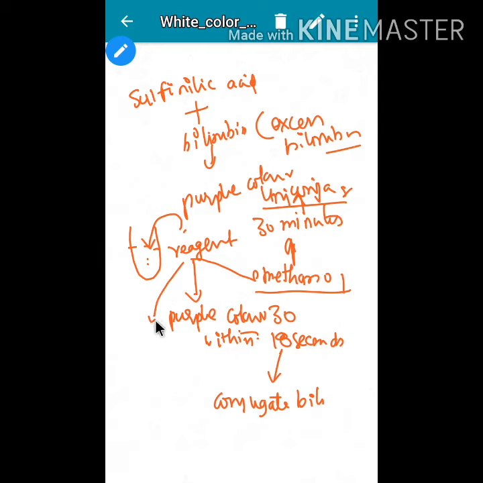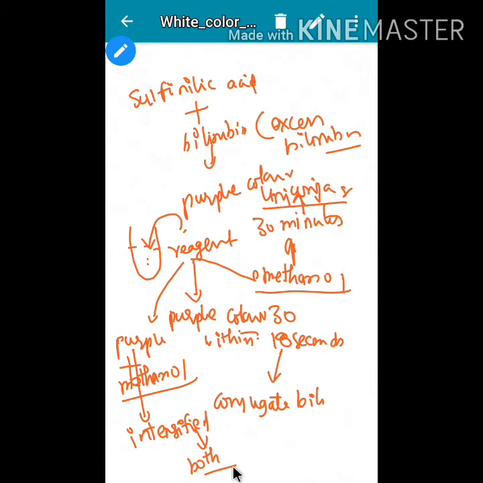Now one more case: we got purple color when we added reagent to the serum. Again we added methanol also. After addition of methanol, the purple color is intensified. Then that is due to both conjugated and unconjugated bilirubin. That means the serum contains both. This is how we come to know the different types of bilirubin.